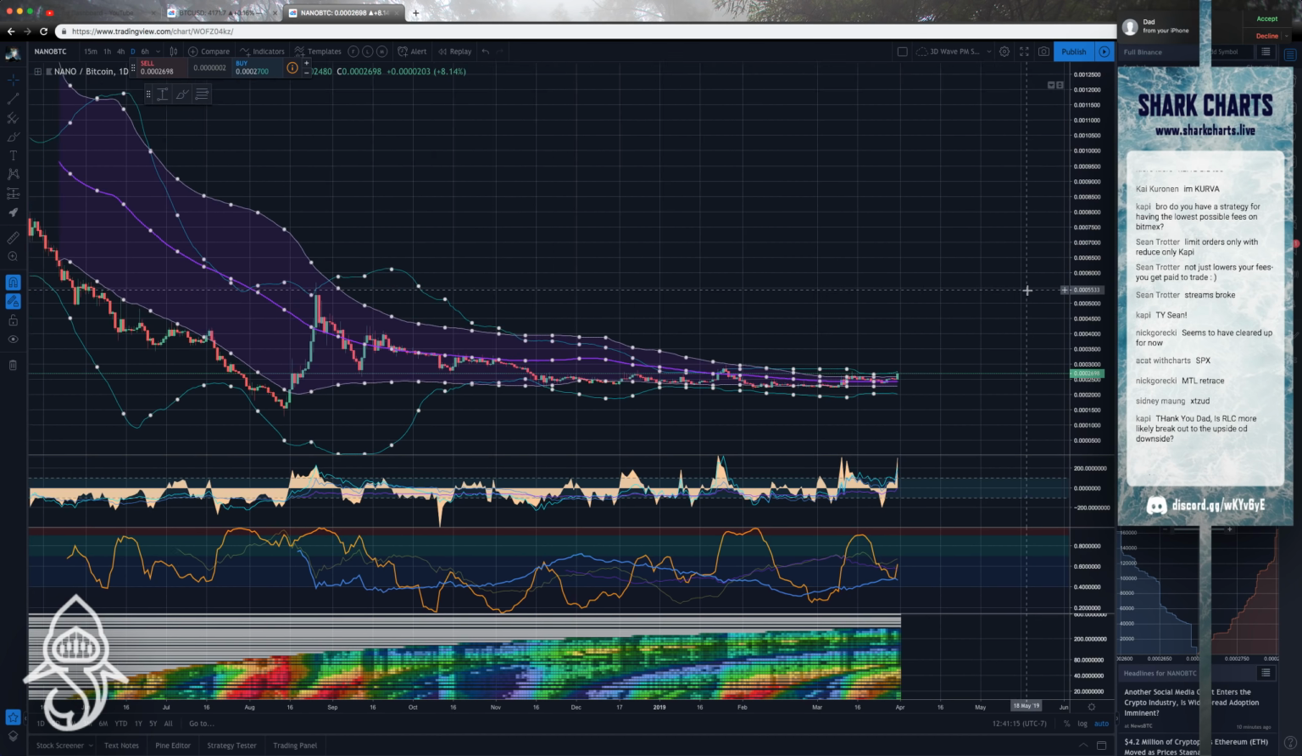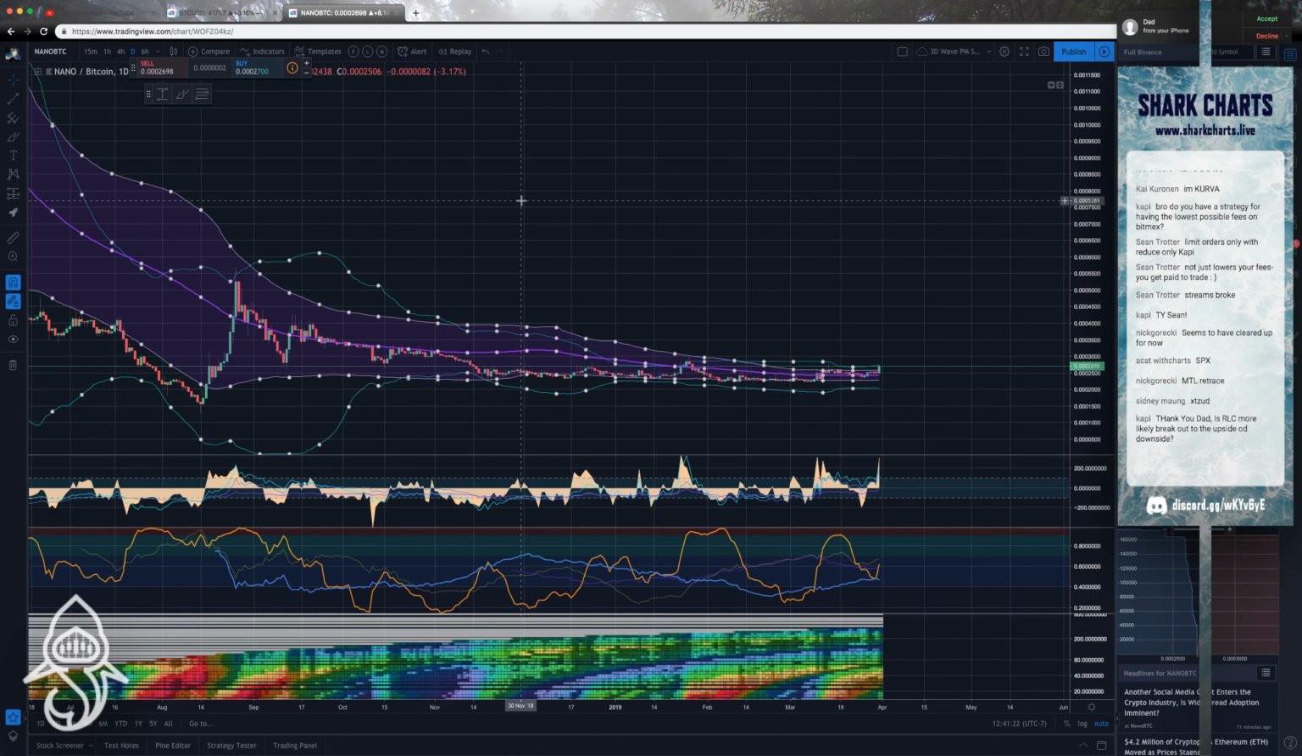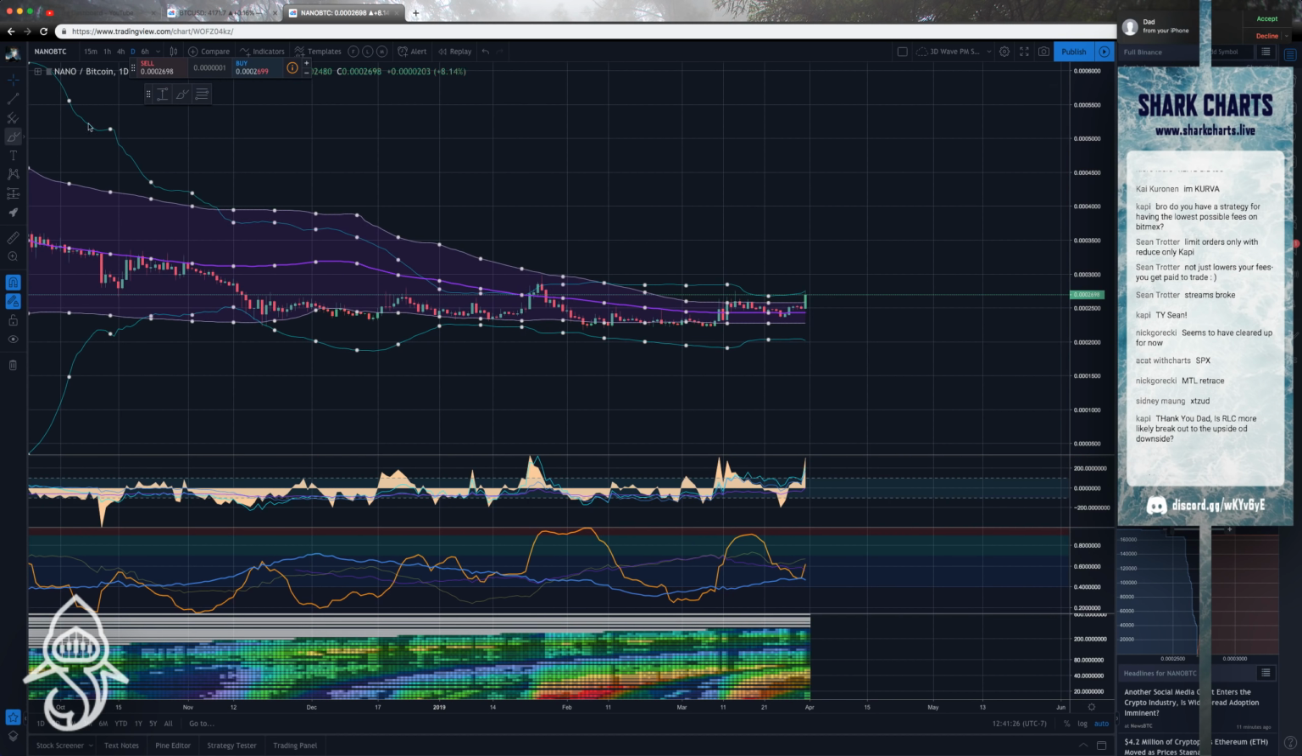I'm going to wait for the trend to define itself on this one. We're tagging the 3.2 on the daily. That's going to be a hard brick wall for price action, really. So, we're going to wait it out. Nothing on Nano yet.